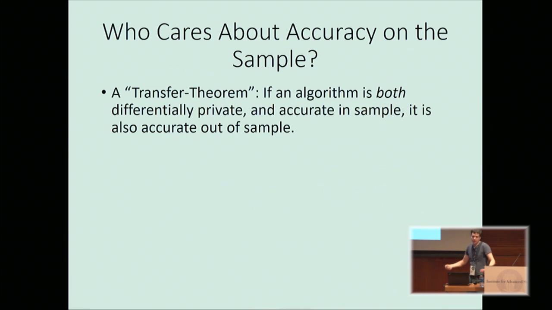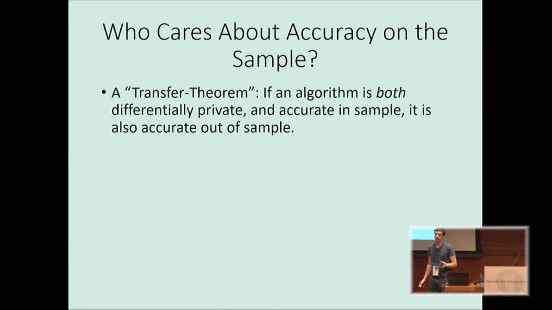But who cares about accuracy on the sample? That's not interesting. The empirical average mechanism gave us perfect accuracy on the sample. So here's the interesting statement. It's a generic transfer theorem that informally says the following.